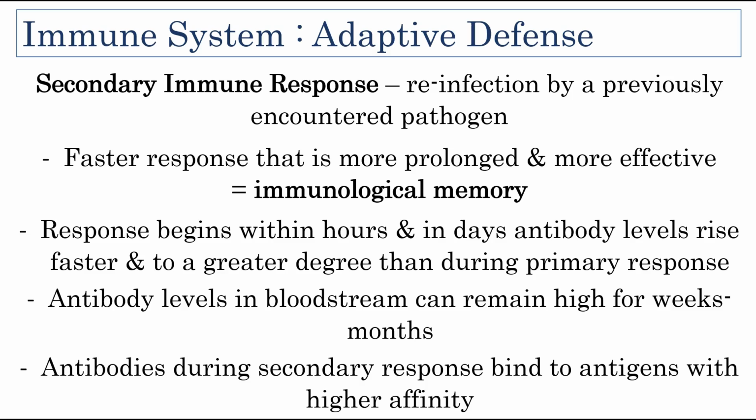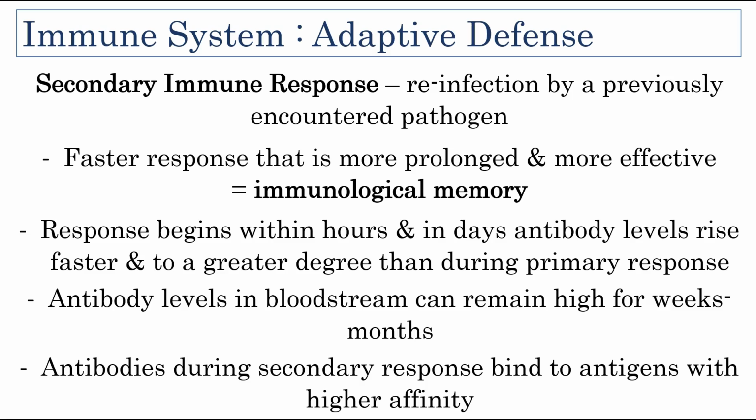Secondary immune responses are reinfections by a previously encountered pathogen. This can be the second time or the 100th time, but it's essentially the same once we've encountered it. Every time we re-encounter it, ideally our immune memory should become stronger. Because of this, the response is so much faster.